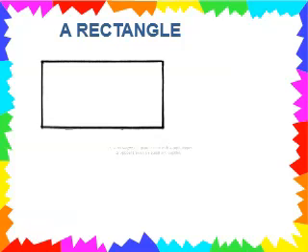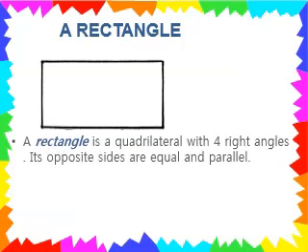Now a rectangle. The rectangle also has 4 right angles, but only the opposite sides are equal. So this side is equal to this side, and this side here is equal to this side. Also, we can say that those two opposite sides are parallel, and those two opposite sides are also parallel. So this is a rectangle. It has two important properties: it has 4 right angles, and the opposite sides are equal and parallel.